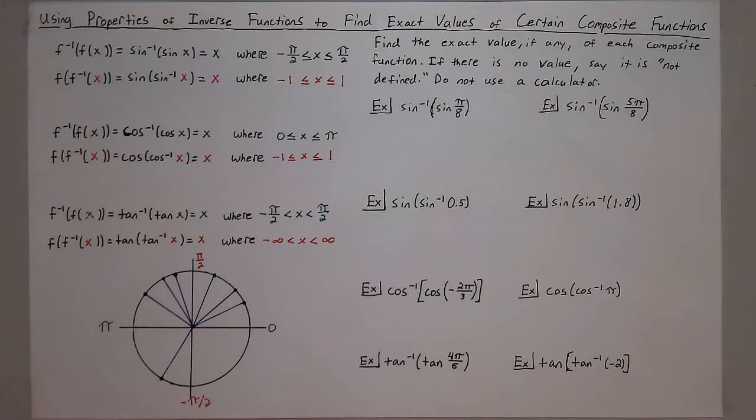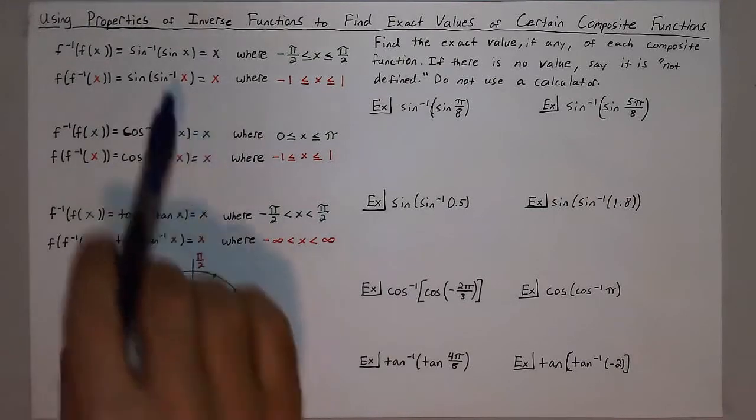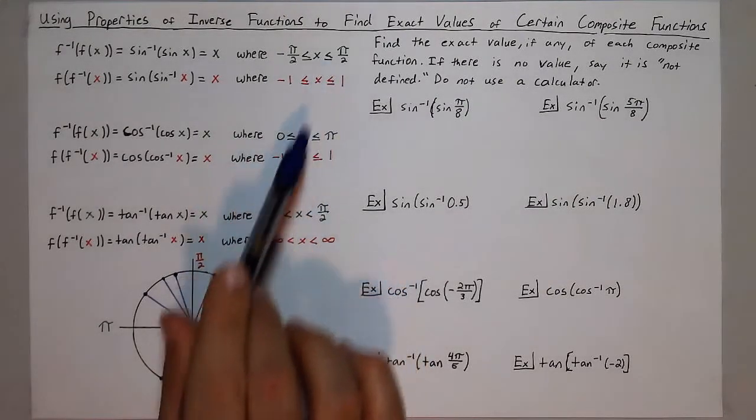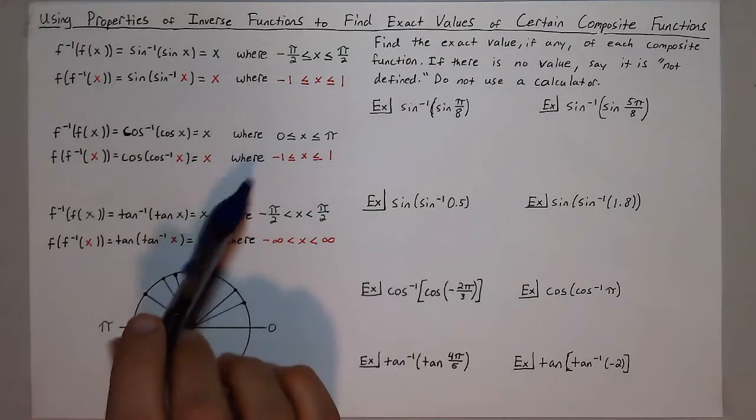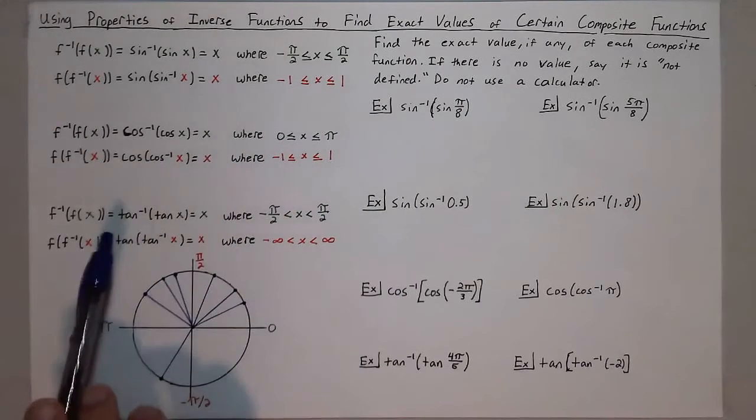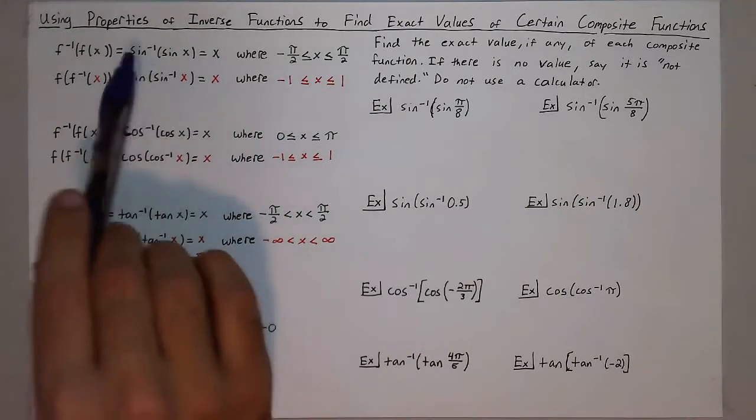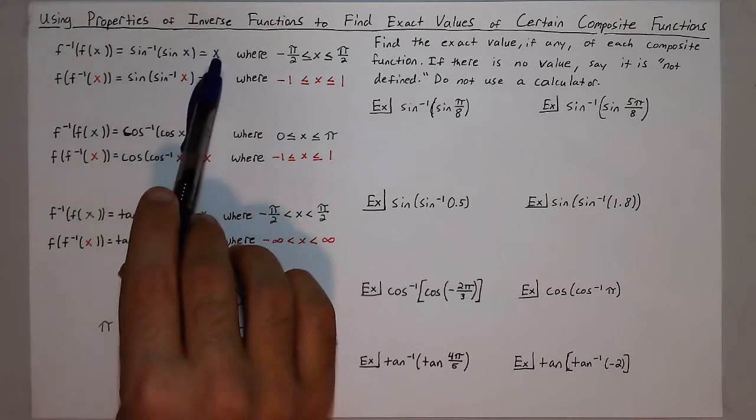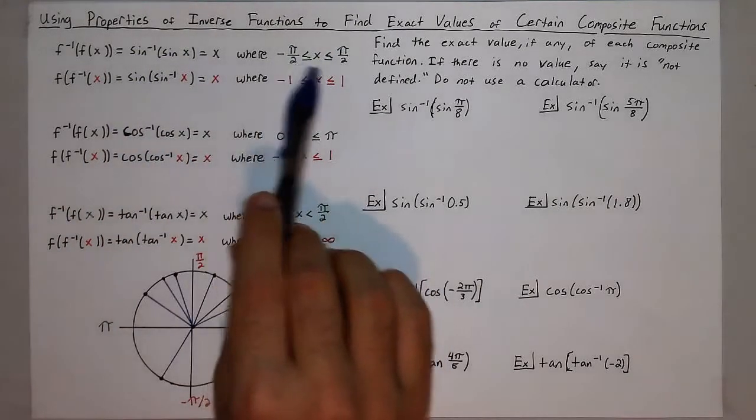In this video, we're going to learn how to use properties of inverse functions to find exact values of certain composite functions. Now, there's a few range issues that we talked about in the last video on finding the exact value of inverse trigonometric functions that we still have to abide by even here. So what's nice about inverse functions is that they do cancel out and you're just left with the inside angle, but with a certain condition.